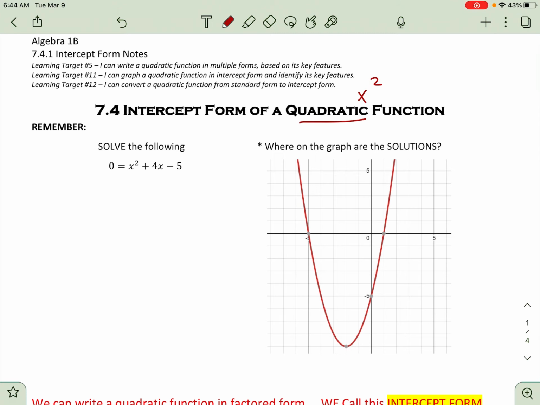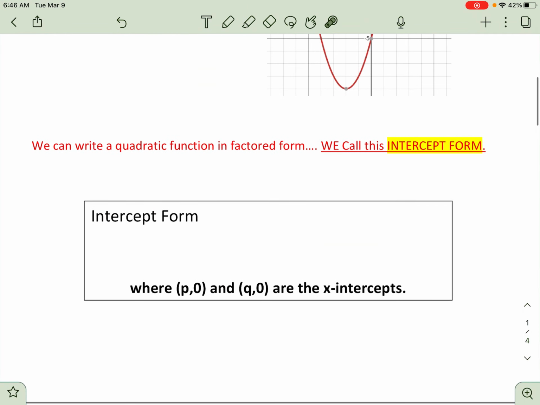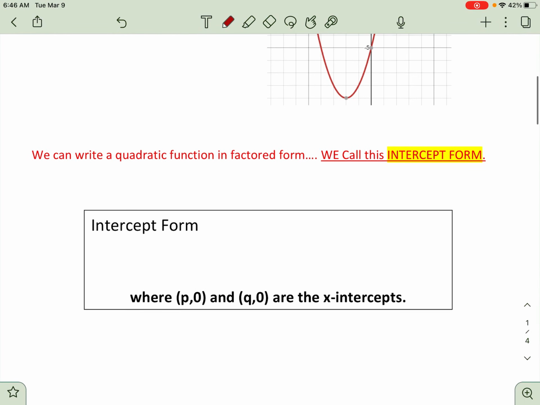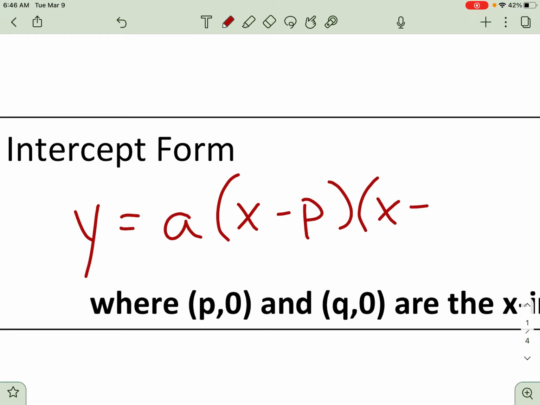Well, if you look at the graph, okay, that's exactly what we have here. We have x is -5 and x is +1. So you can see that we can actually graph it using intercepts, okay? And that's what we call this. We call this intercept form, and it looks like this. y equals a times (x minus p) times (x minus q).